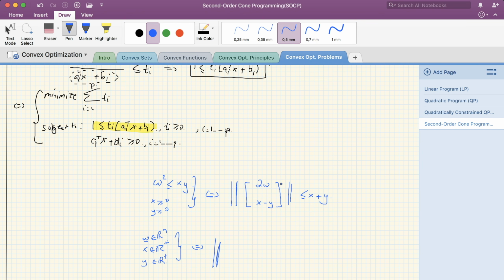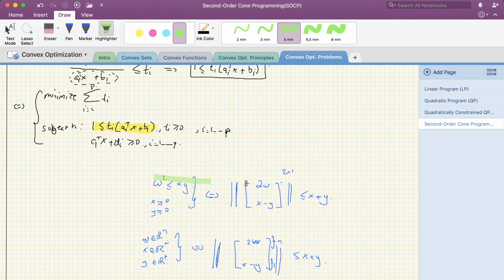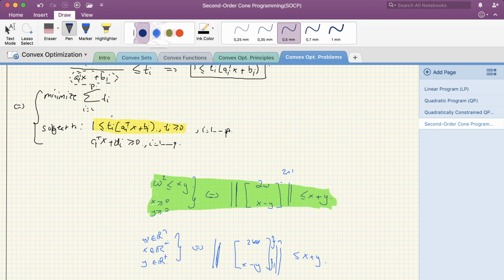Now that here the vector is of size 2 by 1, now my vector will be of size n plus 1, right? n coming from here and the 1 from here. So this norm is less than x plus y. Simple as that. Now I'm going to use this version of the inequality in this constraint. Well, it's not hard to see that t_i will play the role of x, a_i transpose x plus b_i will play the role of y, and w squared will be 1.